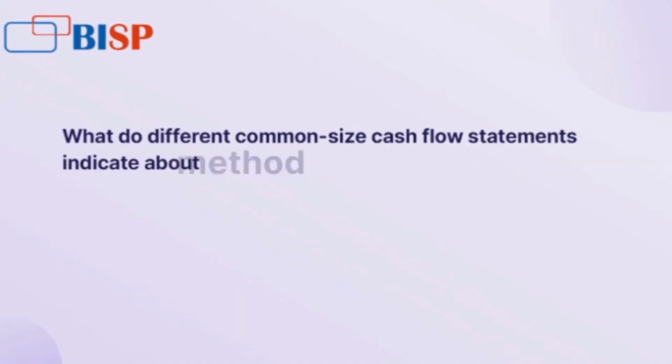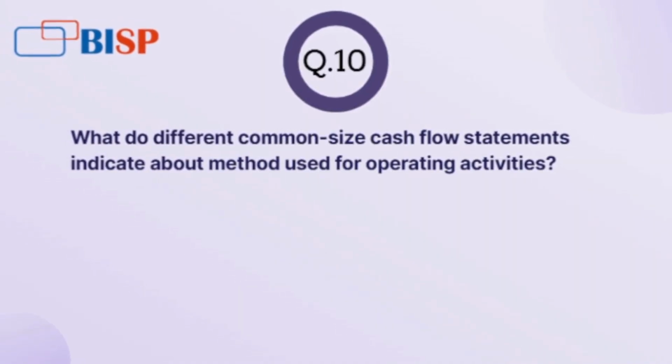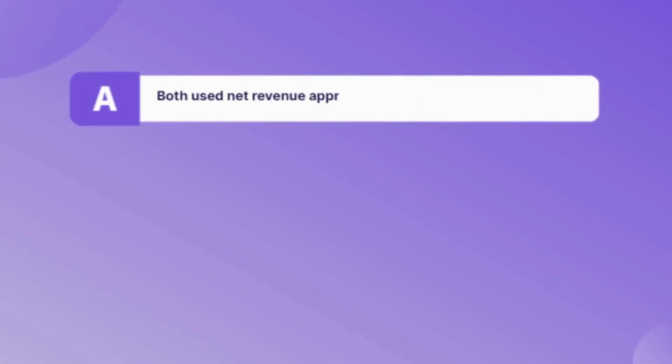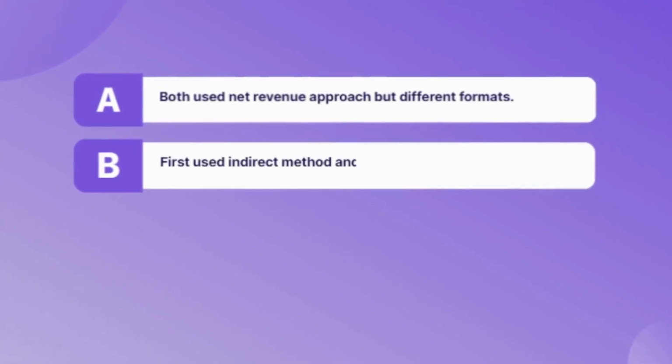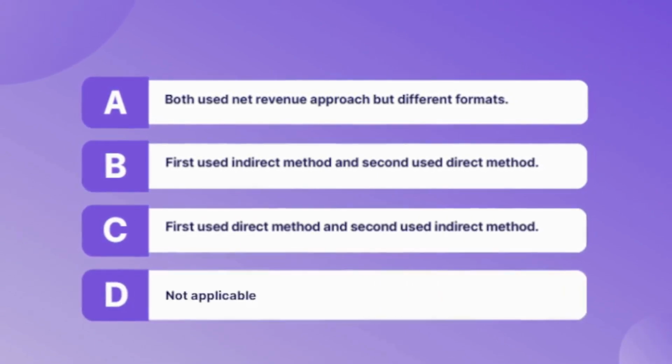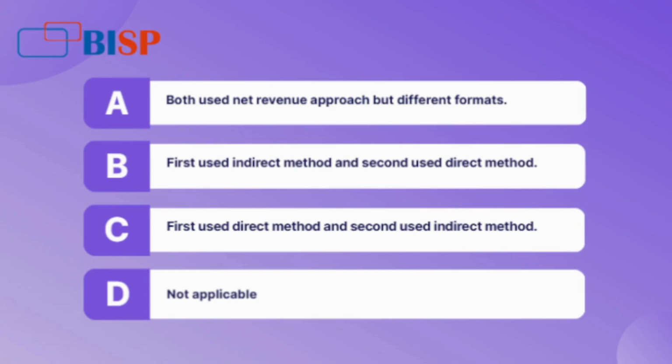What do different common size cash flow statements indicate about the method used for operating activities? A. Both used net revenue approach but different formats. B. First used indirect method and second used direct method. C. First used direct method and second used indirect method. D. Not applicable.